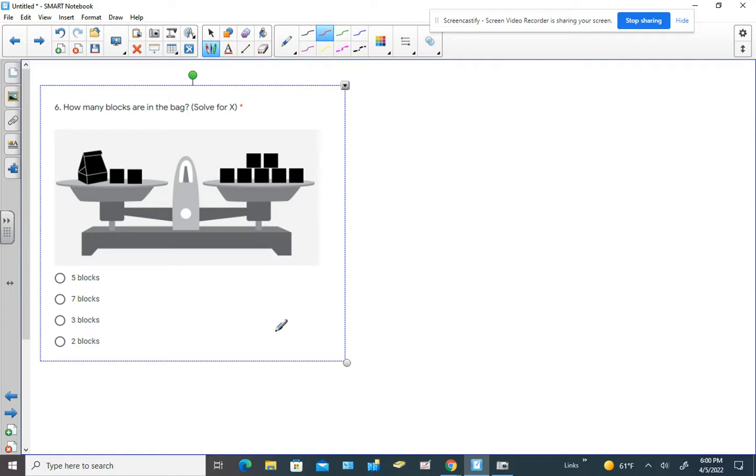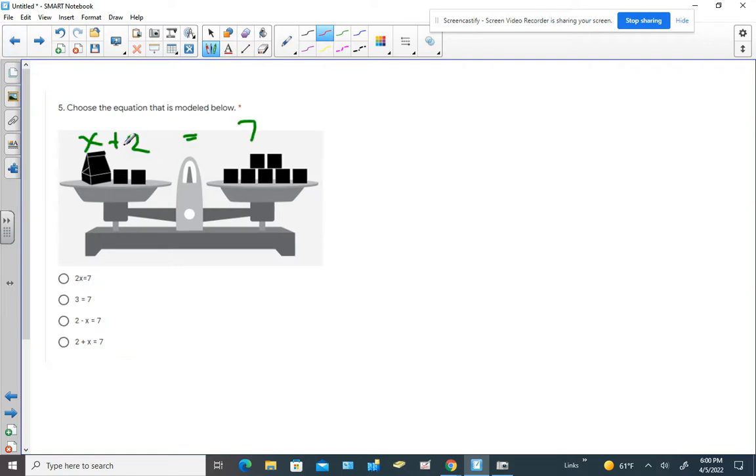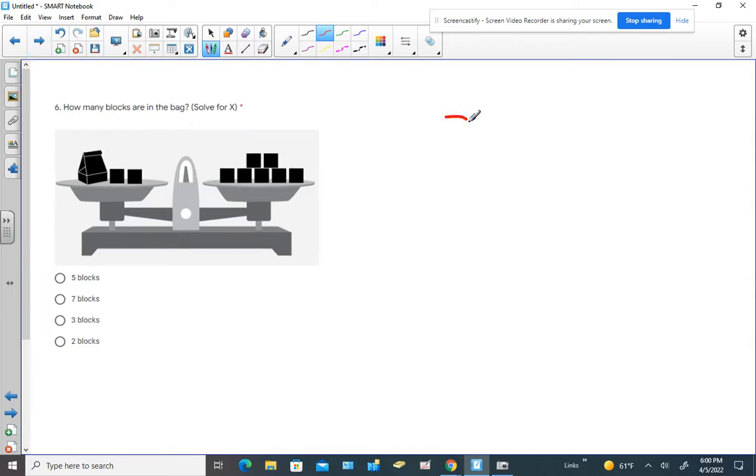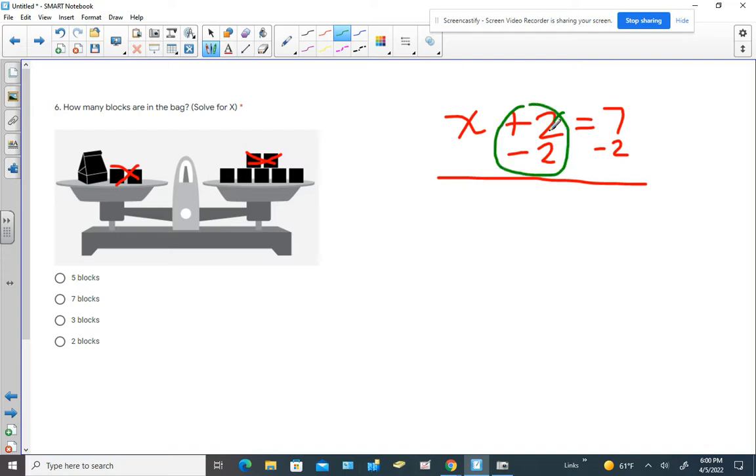Number 6 is asking us to solve. It's the same question, so it's a good idea to write this equation down for number 6: x plus 2 equals 7. The opposite of add 2 is to subtract 2. So if we take those away and we take these 2 away, on paper it would look like this. This cancels out. Bring down the x and count up what we have left. Count up how many blocks we have here, or just simply do 7 minus 2.